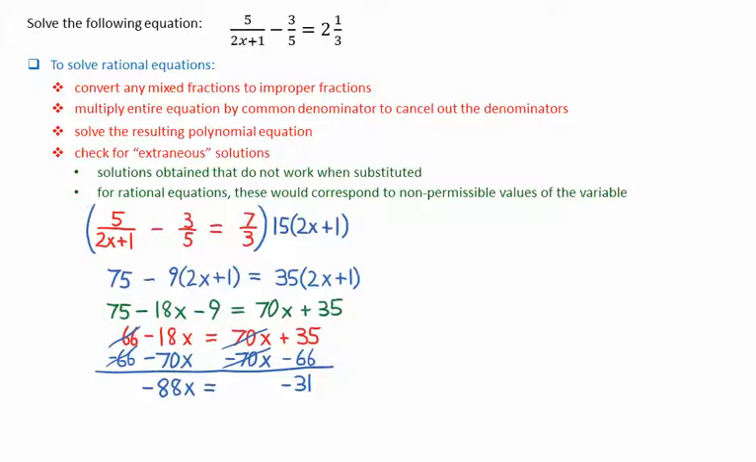To isolate x, we then divide both sides by negative 88. This gives then a result of x equals 31/88. Note this does not correspond to non-permissible values of the variable. In this case, the only non-permissible value is negative 1/2, corresponding to 2x plus 1 equaling 0.